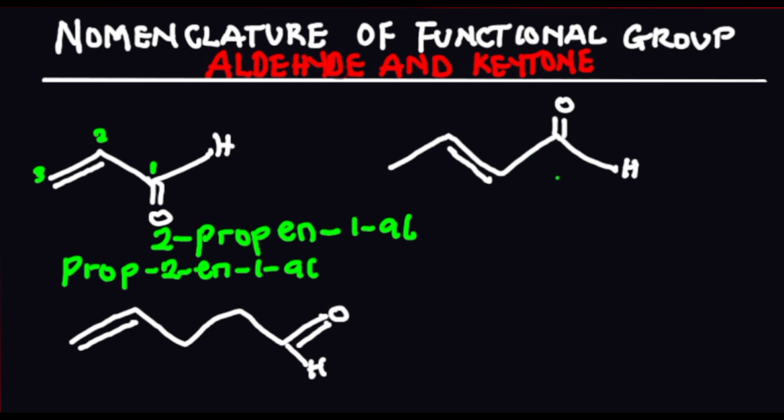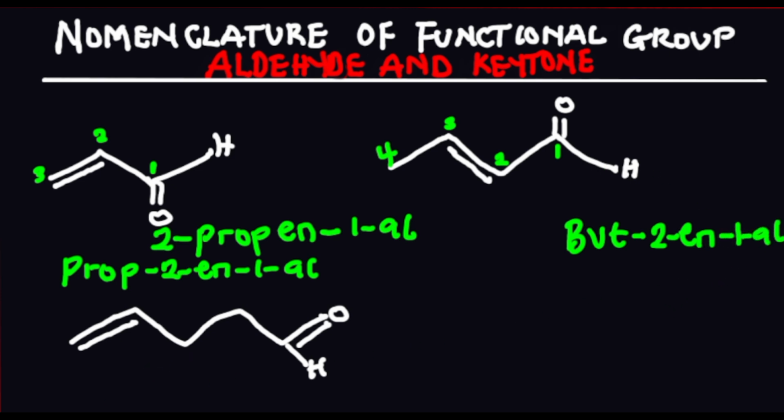Now let's go ahead and name this one as well. This is carbon number 1, carbon number 2, carbon number 3, and carbon number 4. 4 carbon atoms is basically what? That's but. You check if there's a double bond. Yes, there's a double bond here, and at position number 2. So we're going to have but-2-en, then still we are having a carbonyl compound here, which is al. But-2-en-1-al. That's what we are going to have.